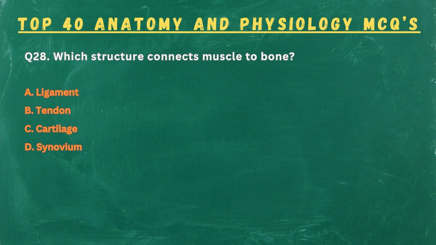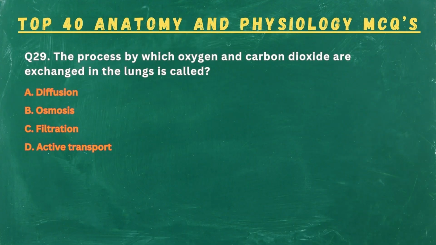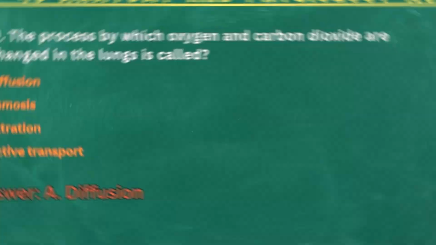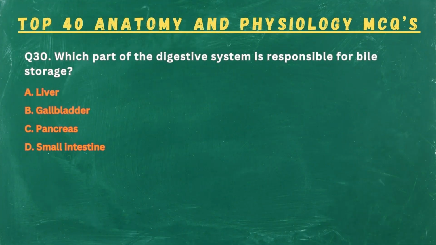Q28. Which structure connects muscle to bone? A. Ligament. B. Tendon. C. Cartilage. D. Synovium. Answer: B. Tendon. Q29. The process by which oxygen and carbon dioxide are exchanged in the lungs is called? A. Diffusion. B. Osmosis. C. Filtration. D. Active transport. Answer: A. Diffusion.